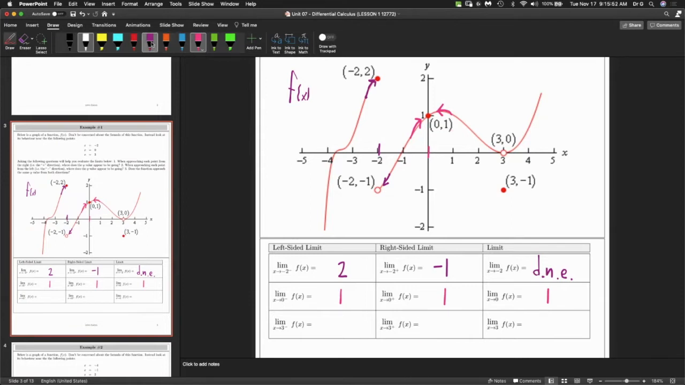Let's talk about x approaching 3. So here's 3. So let's talk about as x approaches 3 from the left. So as x approaches 3 from the left, that's this one here, to what y value does it look like you're heading toward? Toward what y value are you approaching? So the answer is 0.